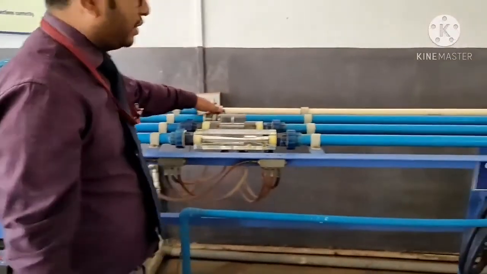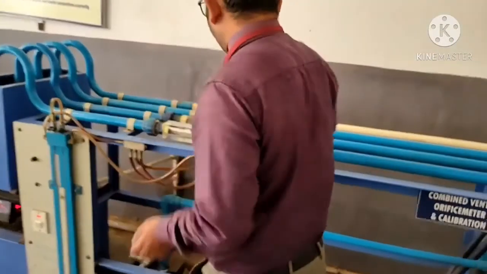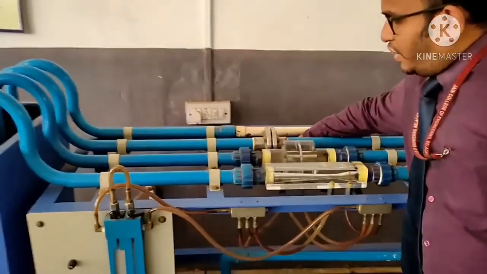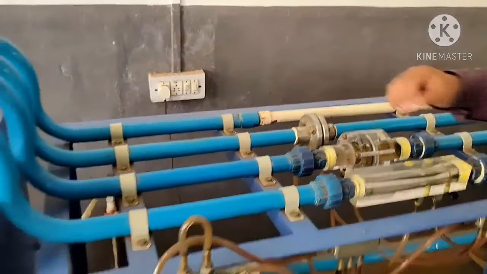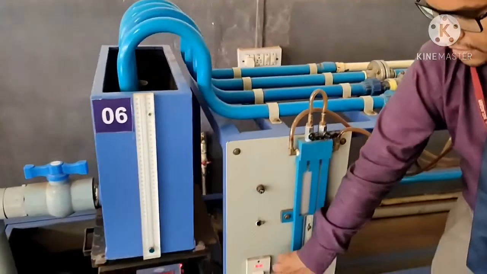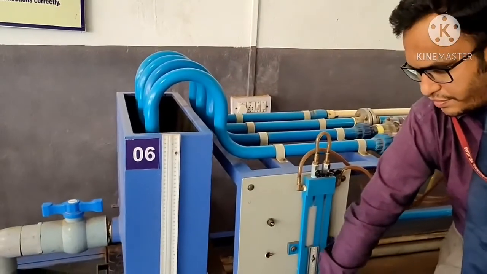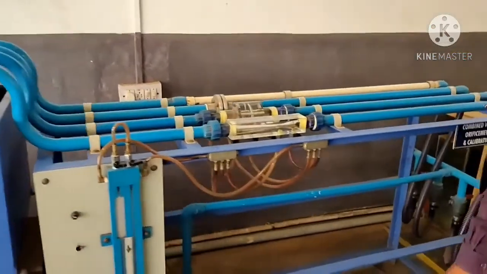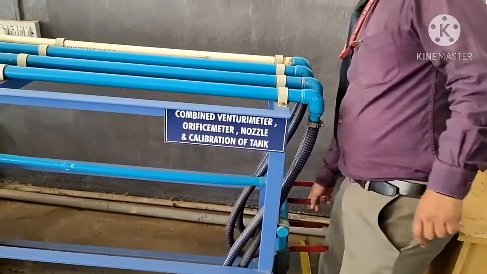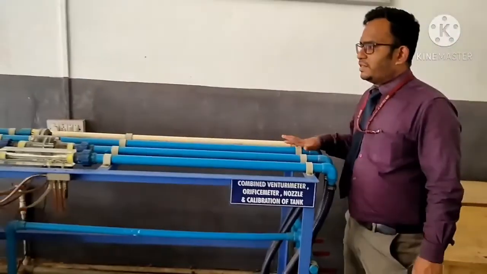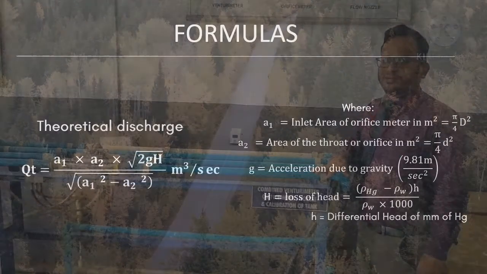And we are shutting it down. So how to shut it down? Before shutting it down, we are closing this. After closing this, we are going to stop the pump. And at the end, we are going to close the valve. So the procedure is the same as that of the Venturi.